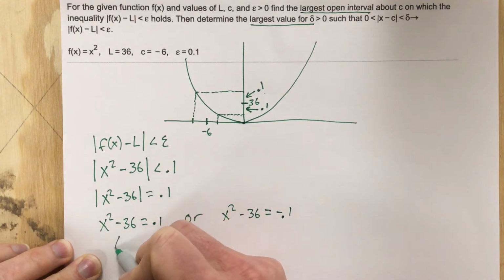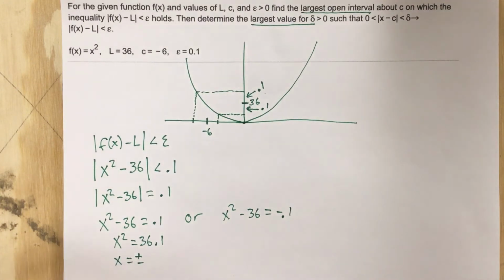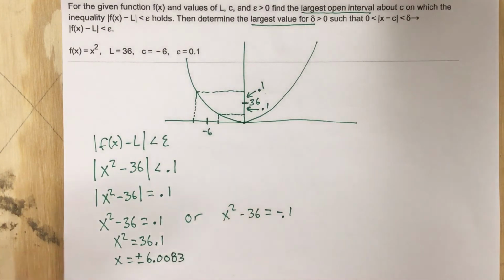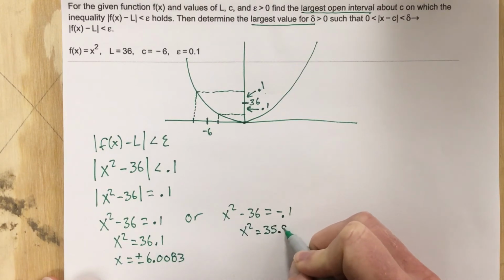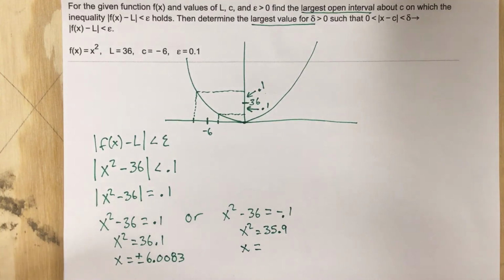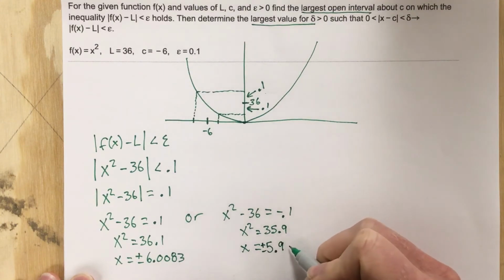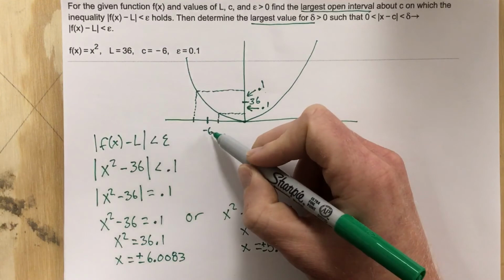When we add 36, we get x squared equals 36.1. We take the square root of each side, and x is going to equal plus and minus the square root of 36.1, 6 point, and I don't know what they're going to want us to round it to, but let's go 6.0083. We'll just round to the 10,000th place. Same thing over here. Add that over and we get x squared equals 35.9. Take the square root of each side and we're going to get plus and minus 5.99, let's go 1.7.